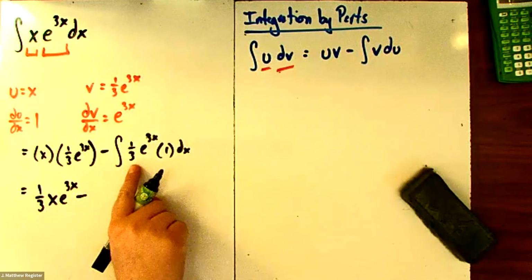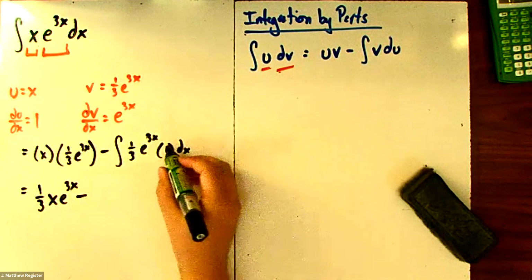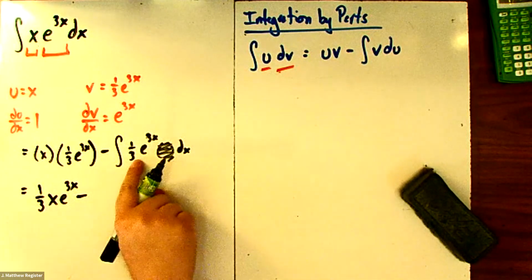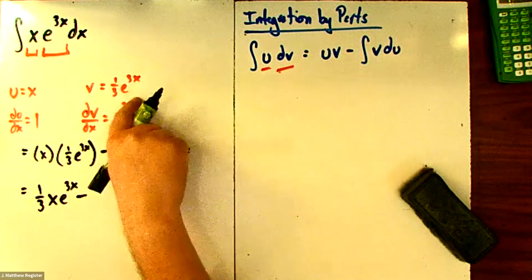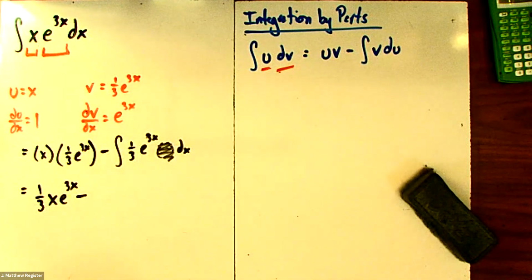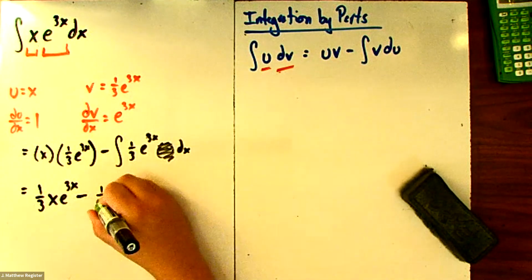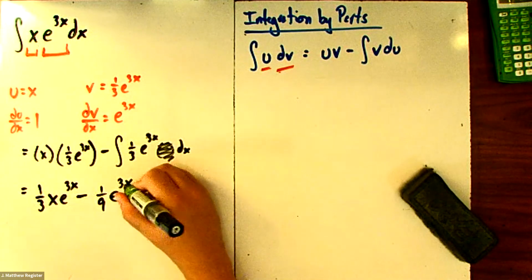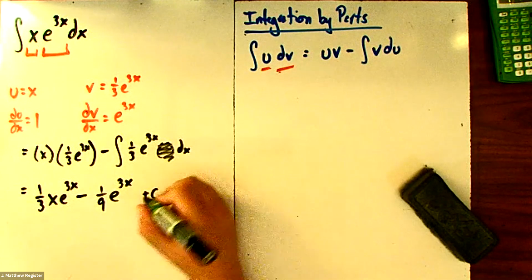minus this thing, which is very easy to integrate because this 1 doesn't really do anything. And then the 1/3 you could factor out if you wanted to. The integral of e to the 3x is 1/3 e to the 3x. And so we're going to get another factor of 1/3 out of this, giving you a 1/9 e to the 3x plus c.